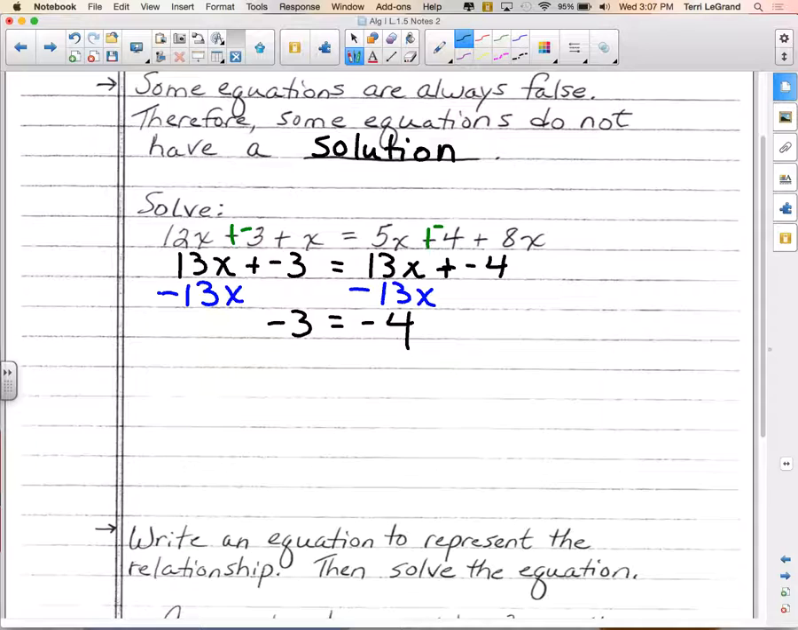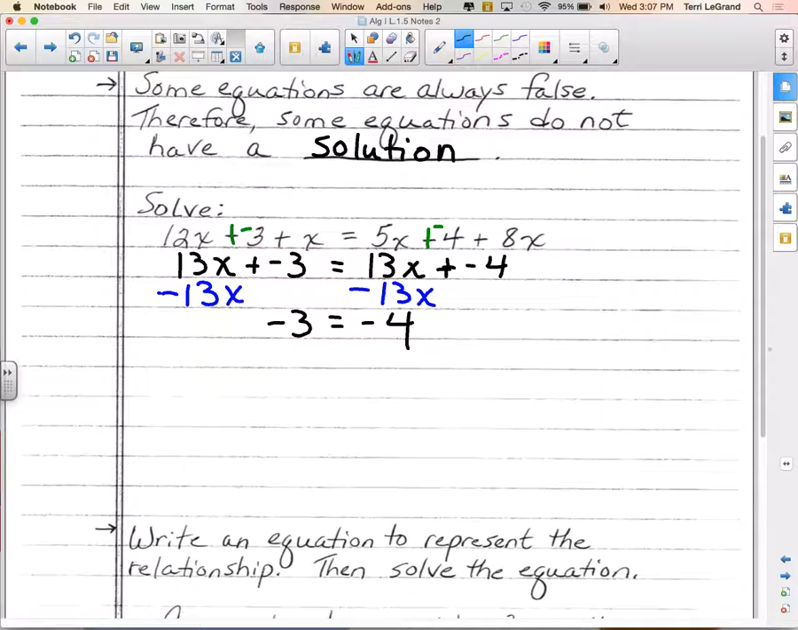Anybody else have that happen? Anybody else move a constant first? Maybe you added 3 to both sides? Or maybe you added 4 to both sides? Anybody do that instead? You can move the constants first if you want.